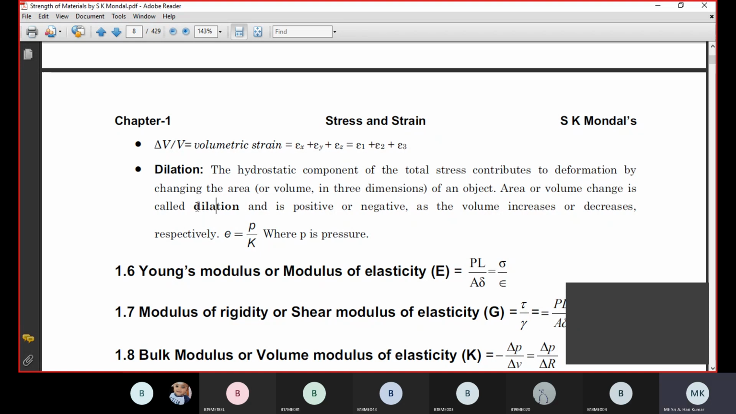You can relate this word with dilute. Maybe both are not the same, so please don't take them as synonyms, but I just want you to remember it easily. You know the meaning of dilute: whenever we take a concentrated liquid and put some water in it, we call it a diluted solution. The same way, when the volume changes, we call it dilation. You can remember it that way, only for the sake of remembrance. And it may be positive or negative.